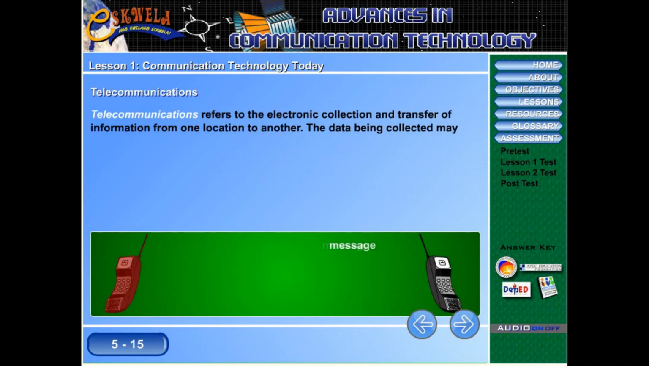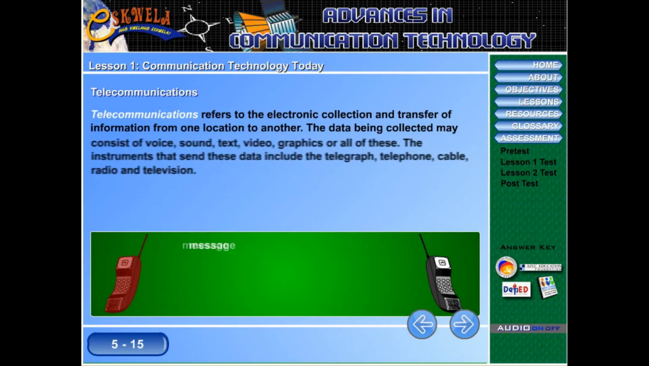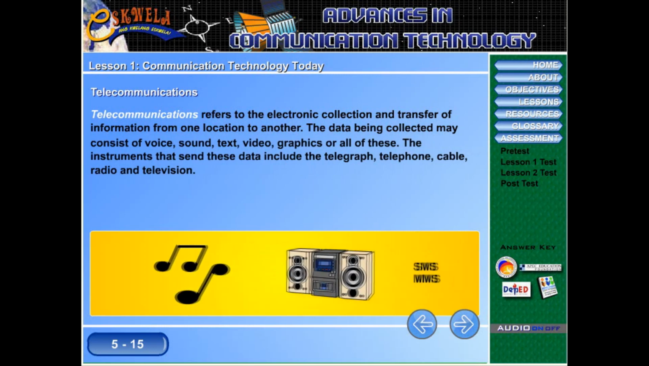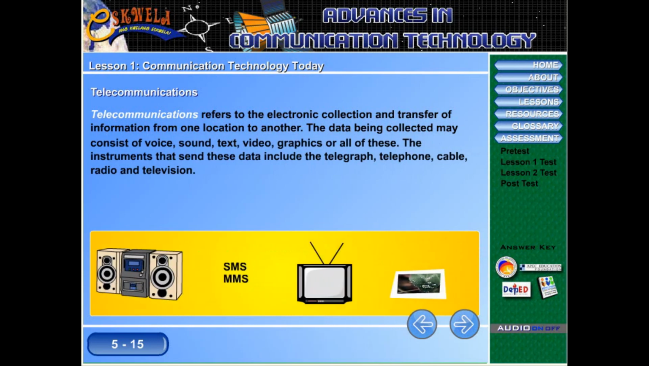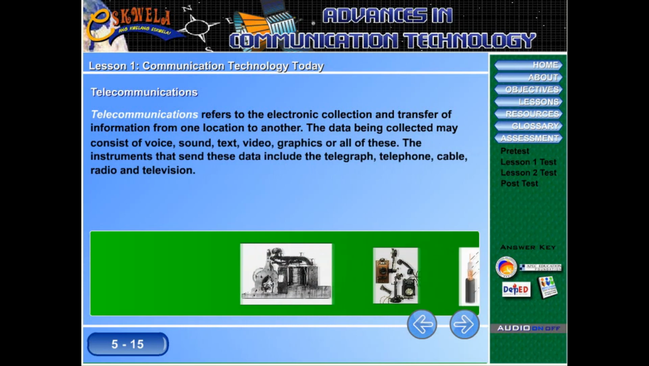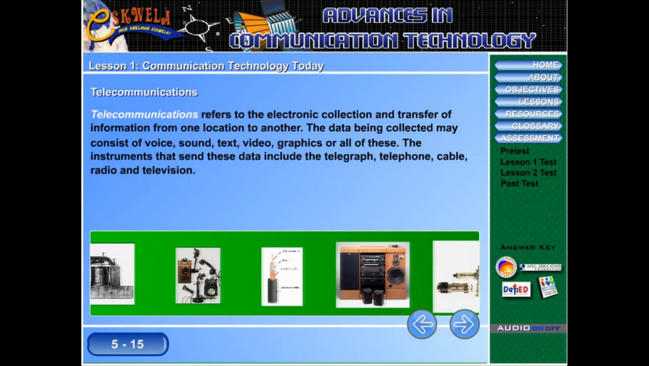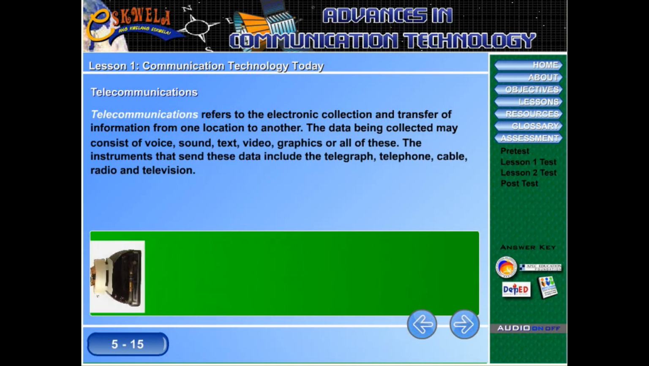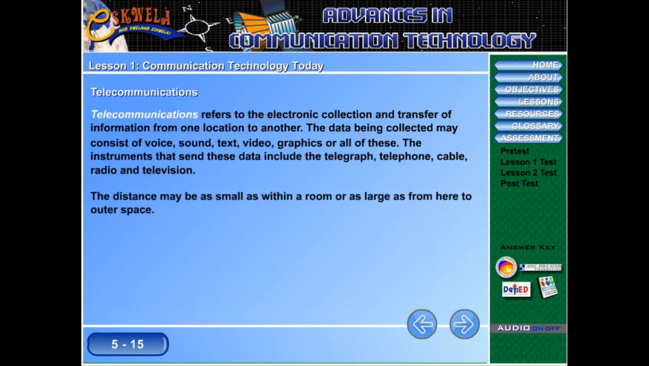Telecommunications refers to the electronic collection and transfer of information from one location to another. The data being collected may consist of voice, sound, text, video, graphics, or all of these. The instruments that send this data include the telegraph, telephone, cable, radio, and television. The distance may be as small as within a room or as large as from here to outer space.